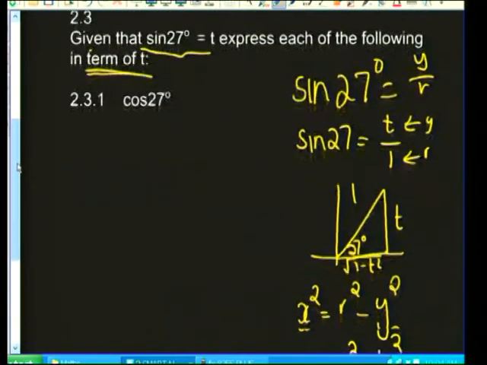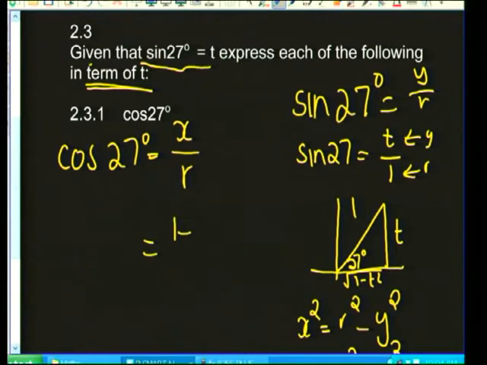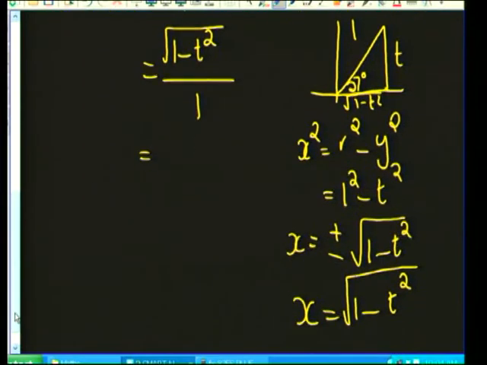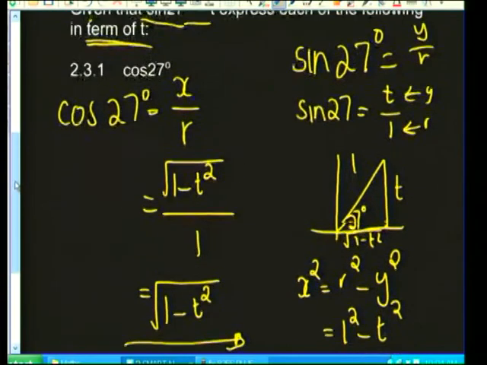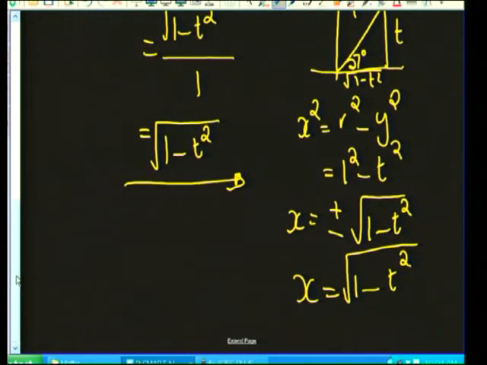So now we can actually go back to our question. Cos 27. Cos is x over r. Your x, we just found that to be the square root of 1 minus t squared, over 1, which is the same as just saying the square root of 1 minus t squared. And that's your answer. You've found the answer in terms of t, right? That's it. Let's look at the next one.